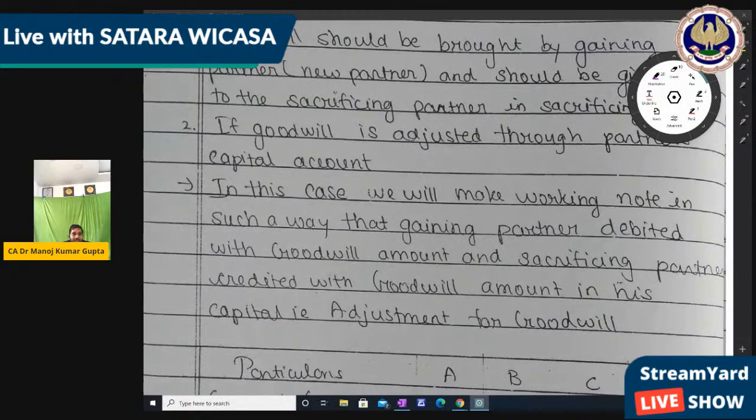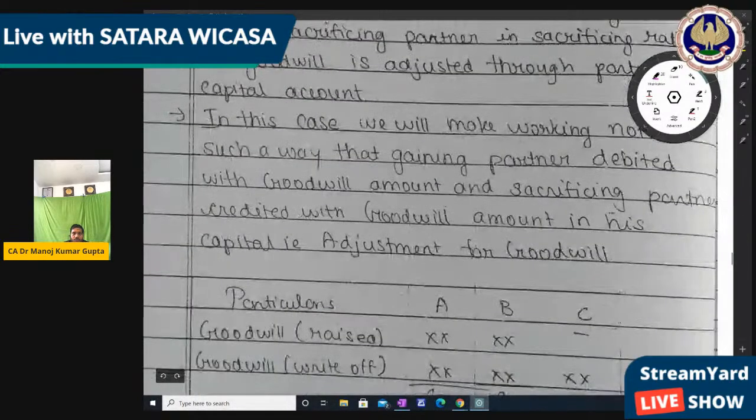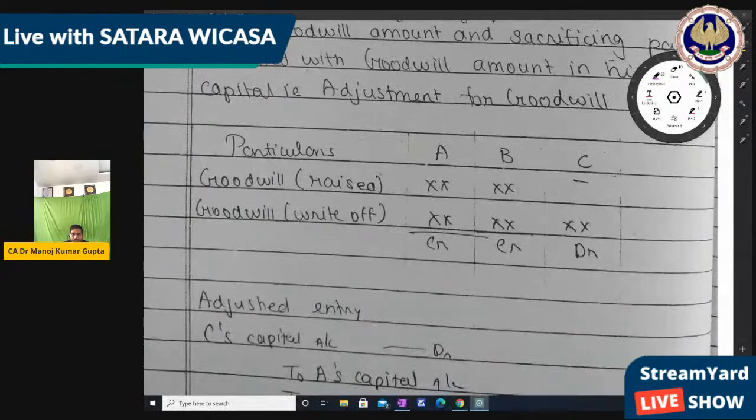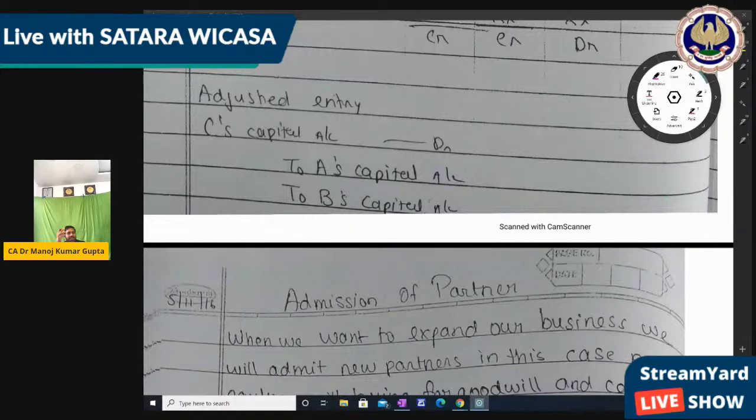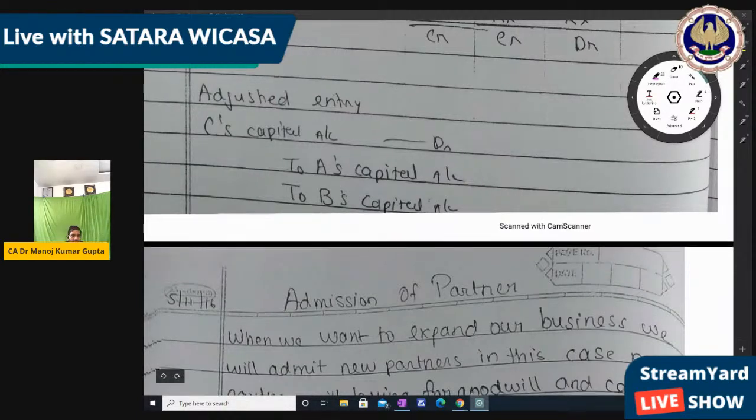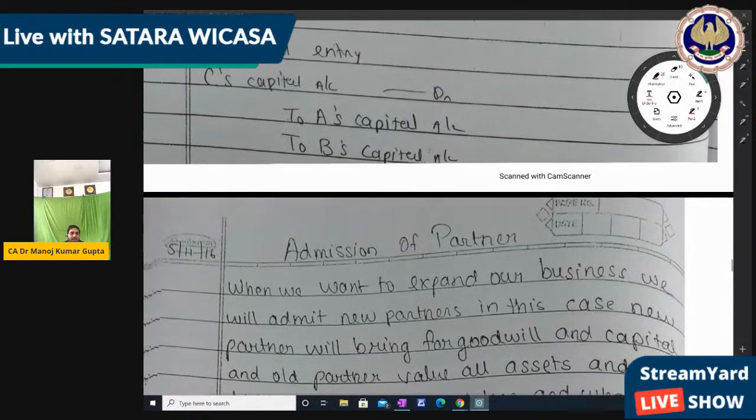In this case, we will make the working note in such a way that the gaining partner is debited with the goodwill amount and the sacrificing partner is credited with the goodwill amount in his capital, adjusted for goodwill, right? So that is goodwill raise, goodwill write-off we had done, right? Fine. Again, the next adjusted entry: C capital account debit to A capital and B capital, meaning A and B will be sacrificing and C is the gaining partner.